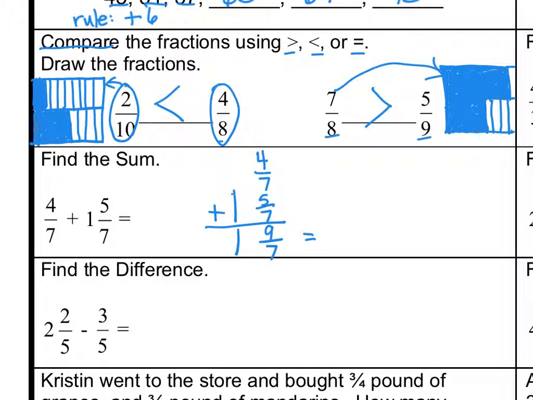And when that happens, what that means is we can pull another whole out of that 9/7. Now think about it. How many 7ths would we need to make the whole? We would need 7/7. So we're going to pull that out, and that will give us 1 more whole. So we don't have 1 whole anymore, we have 2. And if I pulled 7/7 out, how many would that leave? 2 7ths left over. So our final answer is 2 and 2/7.